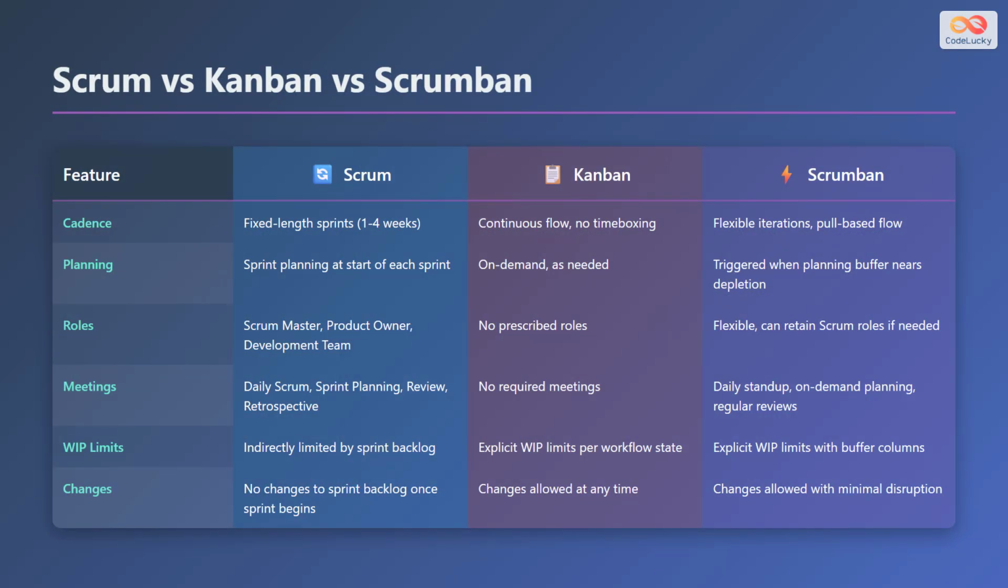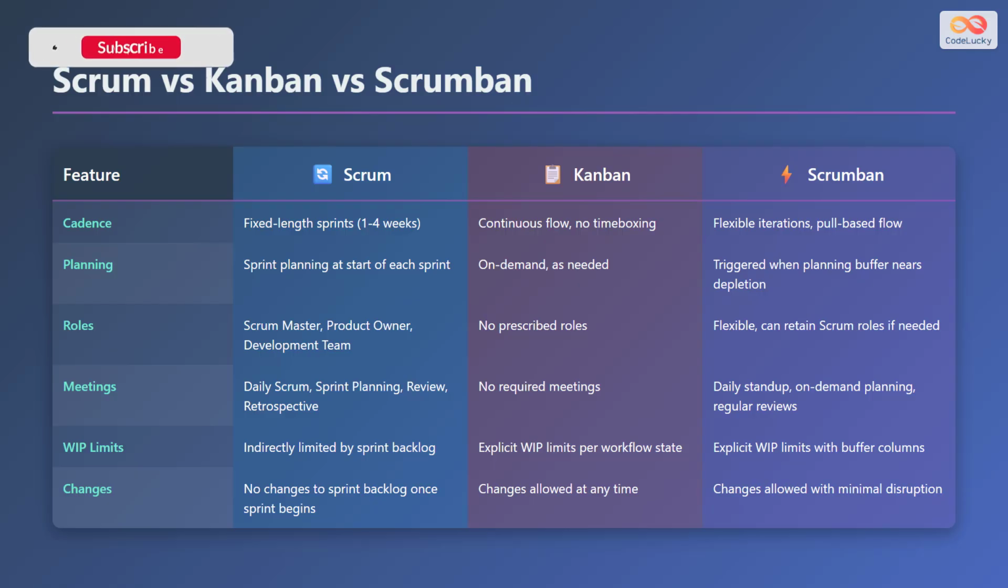Scrum versus Kanban versus Scrumban. Let's compare these three methodologies. Cadence in Scrum involves fixed-length sprints of 1 to 4 weeks. Kanban uses a continuous flow with no time boxing. Scrumban utilizes flexible iterations with a pull-based flow.